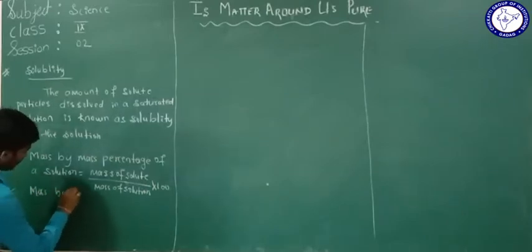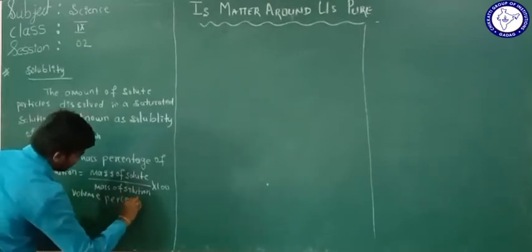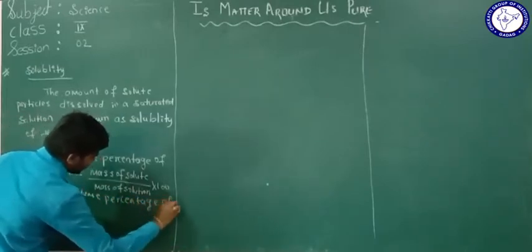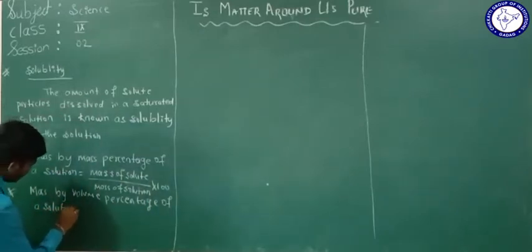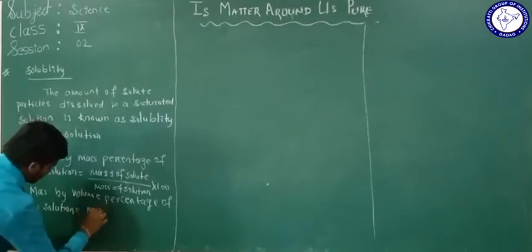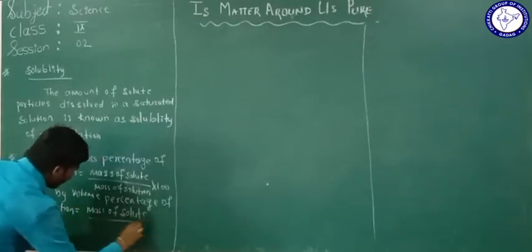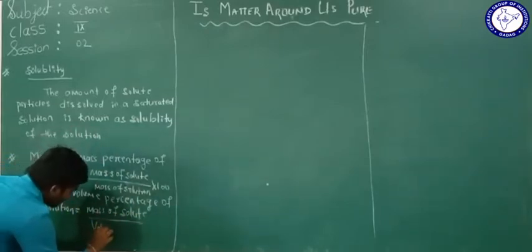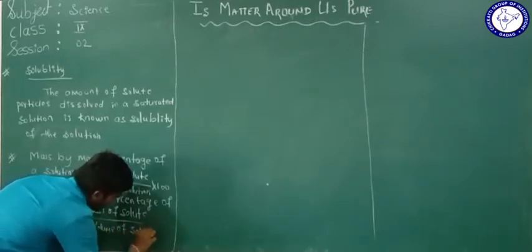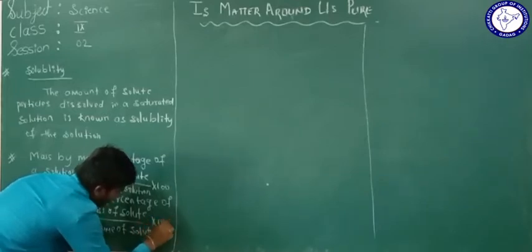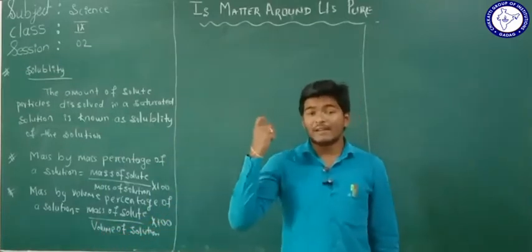Mass by volume percentage of a solution is equal to mass of solute divided by volume of solution into 100. By using this formula we are going to calculate the percentage of the solution.